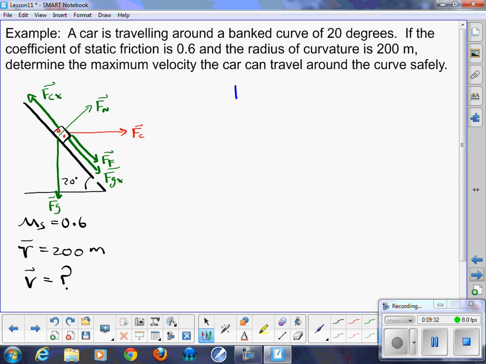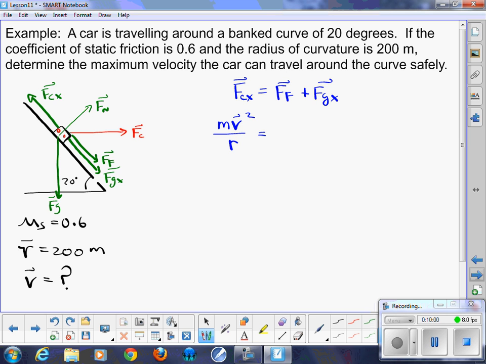So I guess let's start with the balanced equation here. FCX is going to equal force due to friction plus our FGX. That is what is keeping this car from sliding up the slope. So the forces are balanced. FCX is going to be, because we have radius and we're looking for velocity, mv squared over r. So there's our left side of the equation.